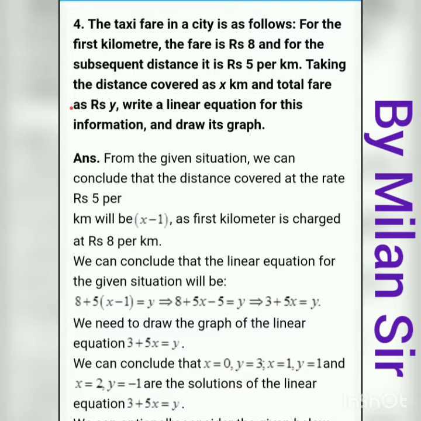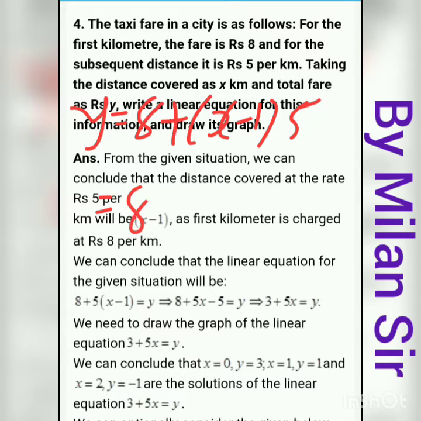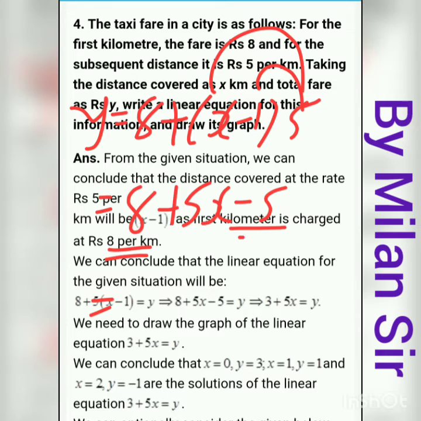Again, y is equal to 8 plus x minus 1 into 5. So y is equal to 8 plus 5 multiplied by x, 5x, minus 5 multiplied by 1, 5 ones are 5. Now this 8 and minus 5 are like terms, so we can solve it. 8 minus 5 is 3, right? Plus 5x. So y is equal to 3 plus 5x.